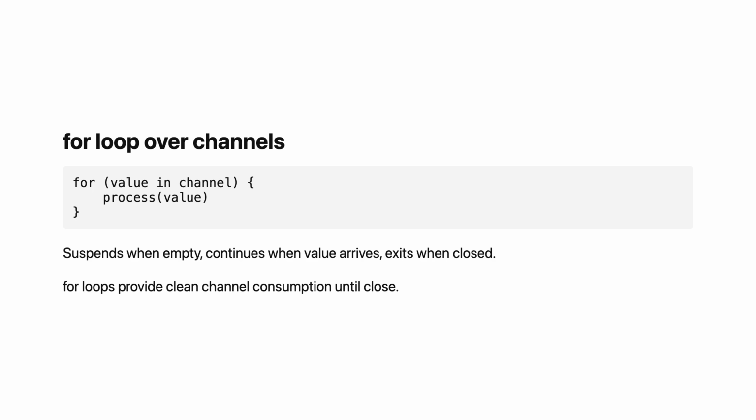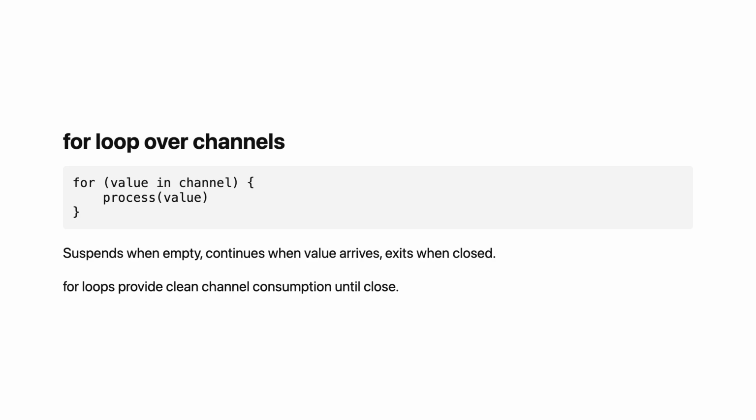You can iterate over a channel with a for loop. For value in channel brace block close brace, the loop receives values until the channel closes. This is the cleanest way to consume a channel. No manual receive calls. No checking for closed. The loop suspends when the channel is empty. It resumes when a value arrives. It exits when the channel closes.